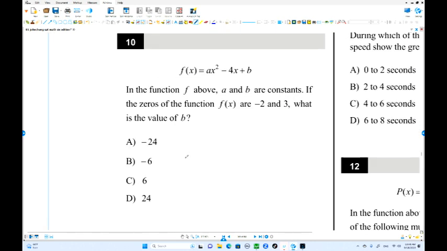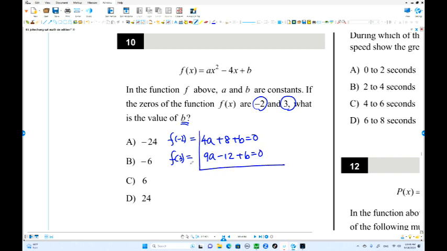Right here is number 10. Ax squared minus 4x plus b. The zeros, the x-intercepts, are negative 2 and 3. What is the value of b there? Zeros means what? For this value of x, y is 0. Okay, put this number negative 2 there. X equals negative 2 is how much? 4a, and this is a plus 8, and the plus b must be 0. Second one is when x equals 3, 9a minus 12, and plus b must be equal to 0, okay?